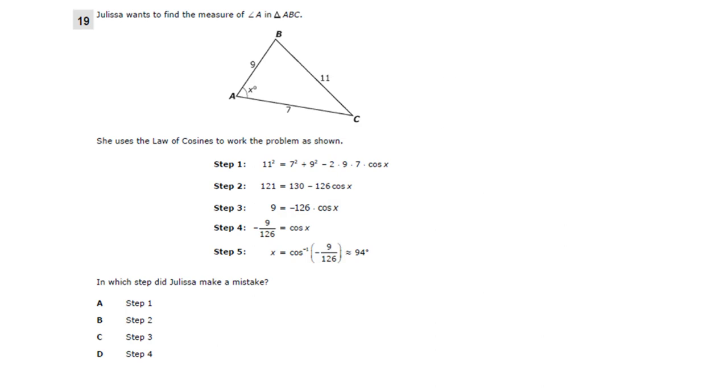Next, 19. Julissa wants to find the measure of angle A and angle ABC in triangle ABC. She used the law of cosines, worked problem as shown. And so what we're going to have is 11 squared equals 7 squared plus 9 squared minus 2 times 9 times 7 cosine x. Good, and she can find that.